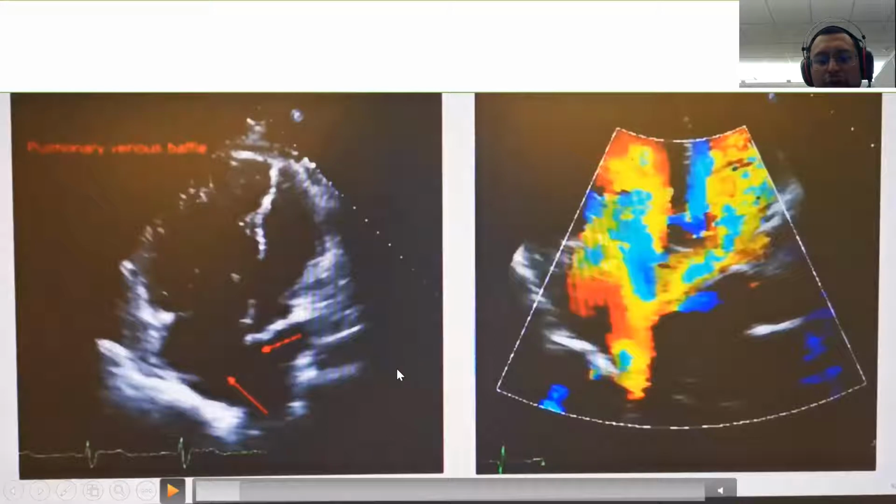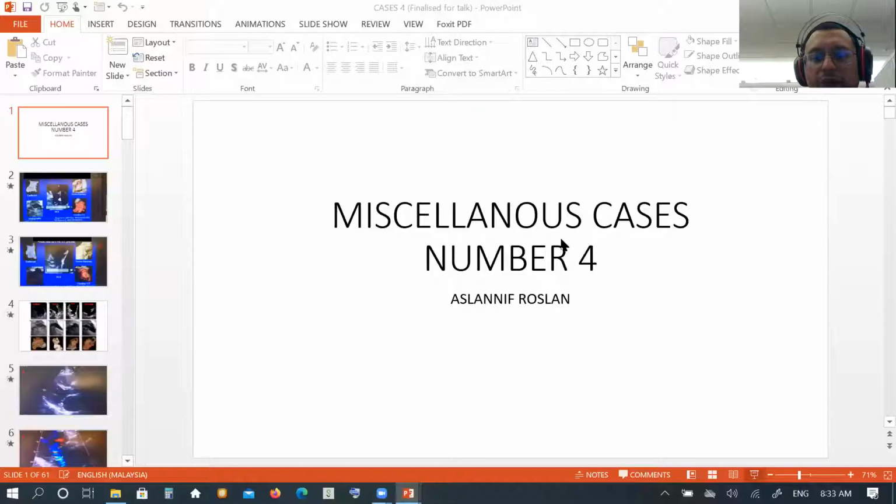Oh, finally it stopped. Okay, this is just while waiting for it to come again. This is the pulmonary vein baffle going into the right ventricle. Wait, I just restarted.